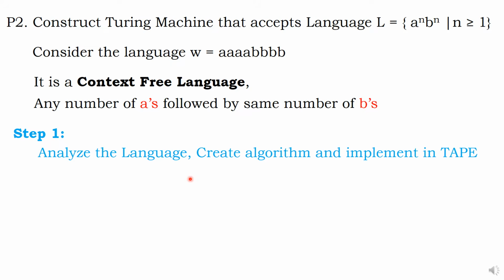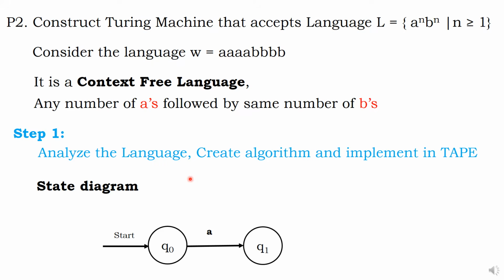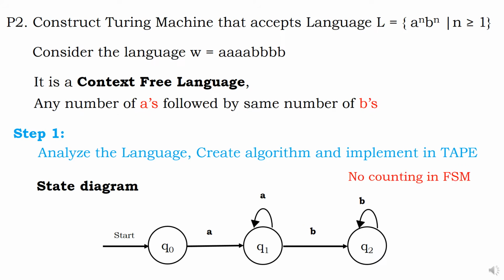Now let us draw one simple state diagram. It is not the final one. Assume I am going to start with Q0. Minimum 1 a is required. Remember, minimum 1 a is required. So 1 a, but any number of a's, I am going to count in future by using a tape. And 1 b is required and I can have many b's. But how many a's? That many b's. We don't have a counting tool in a finite state machine. How to do it in a Turing Machine?